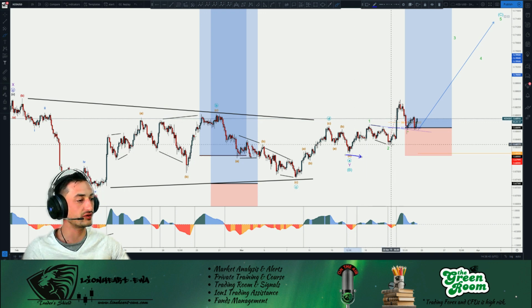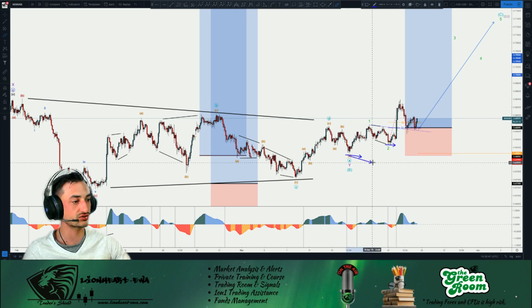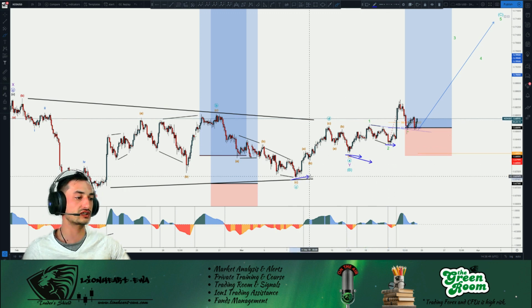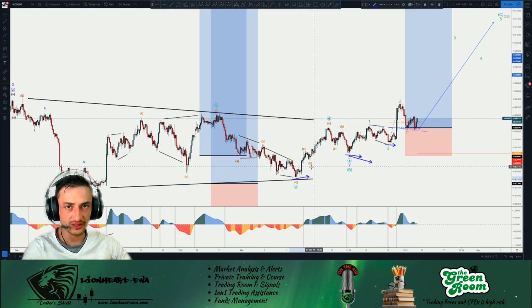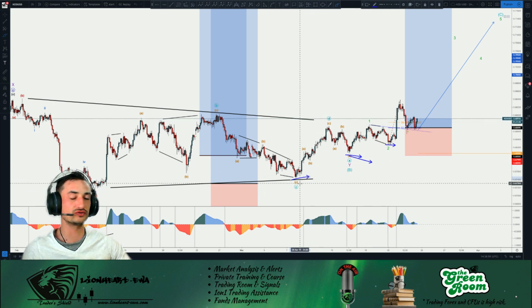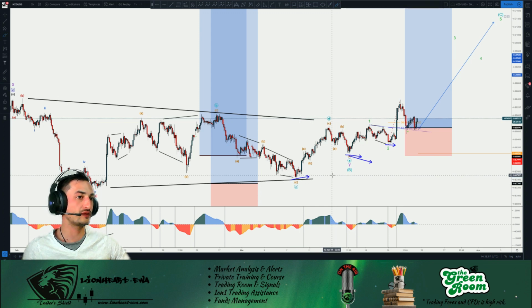If you're very conservative, the first stop loss is here. If you're moderate, the stop loss is here. If you're very aggressive, then it should be a way further out anyway. You get the picture, right? Stop loss 1, 2, 3. Okay. Now that's about it for the FX majors.